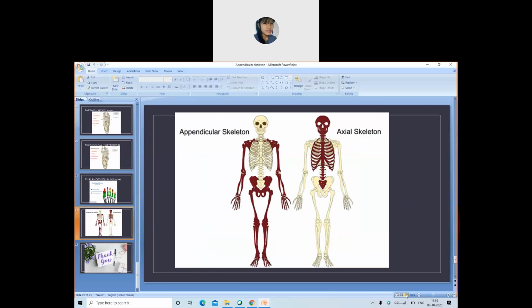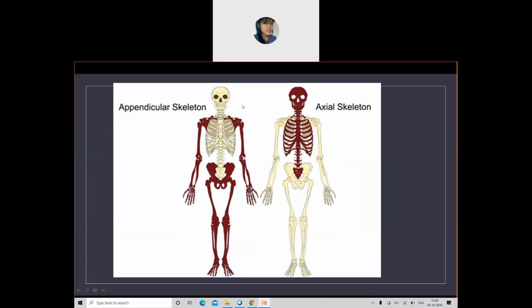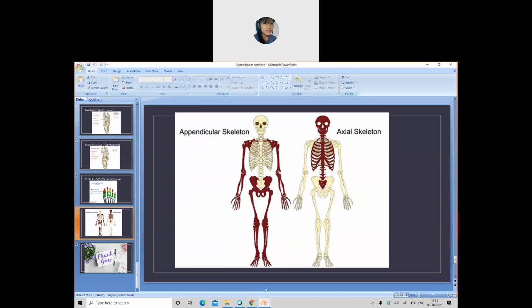So in the appendicular skeleton, what is the total number of bones you'll get? Appendicular skeleton, total 126. And axial skeleton? 80. So total 126 plus 80, how much? 206. So we have 206 bones in total, appendicular skeleton and axial skeleton together. Are you clear now, everyone? Yes, ma'am. Let me show you one.